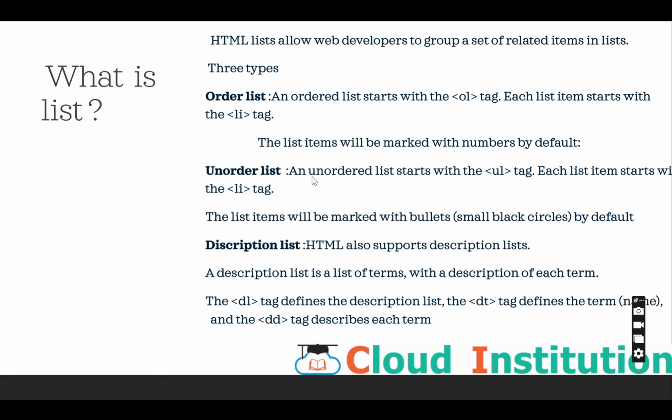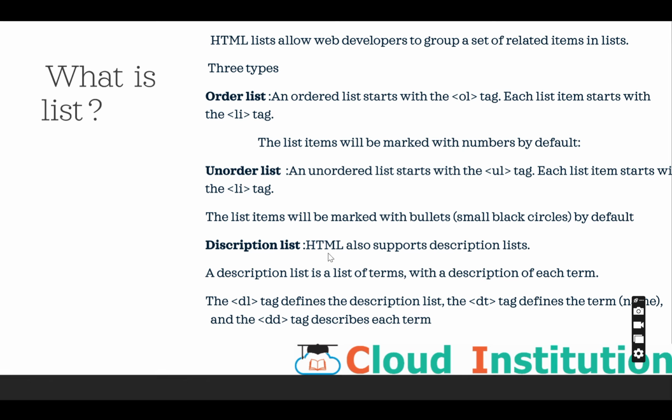And next is the unordered list. The unordered list uses a tag called UL, and also has li tags inside it. And this list by default will be bullets only. The small circle, which you might have seen, is called a bullet here.